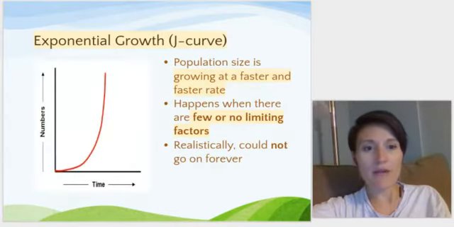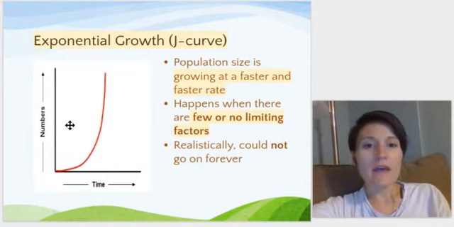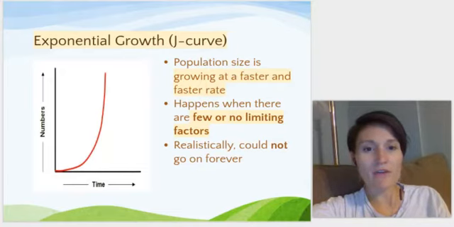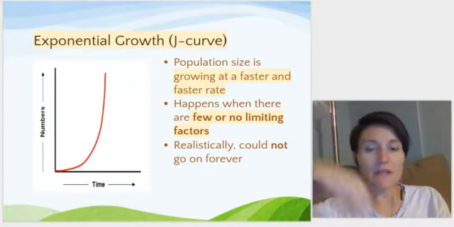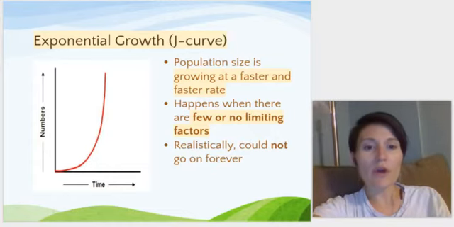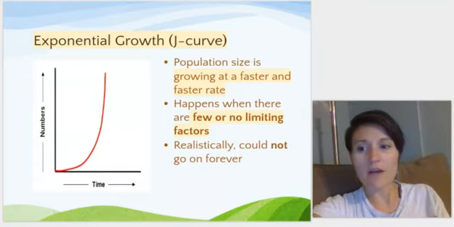All right, here we have another highlighted title, so write that down under your key term. Here is the exponential growth curve, otherwise known as the J curve because it looks like the letter J, and sketch this in your notes. And then for exponential growth, this means that the population is growing faster and faster. And the reason for that is because there's few or no limiting factors. There's plenty of food, water, space to go around. So the population just keeps going up. This is like our human population.